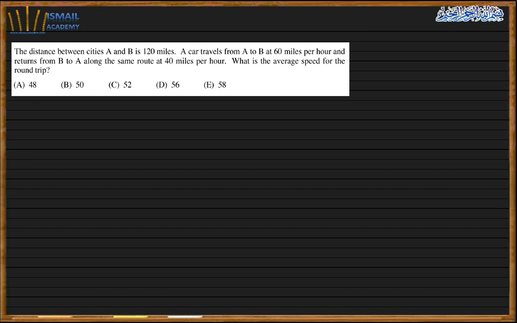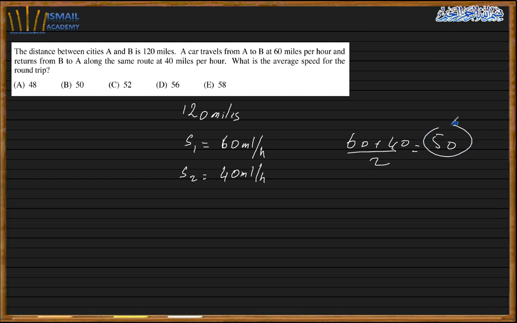Next question. The distance between city A and B is 120 miles. A car travels from A to B with the first speed of 60 miles per hour and returns from B to A with the second speed at 40 miles per hour. So what is the average speed for the round trip? Be careful here. Most of the students do 60 plus 40 over 2 and they will be happy with this answer.